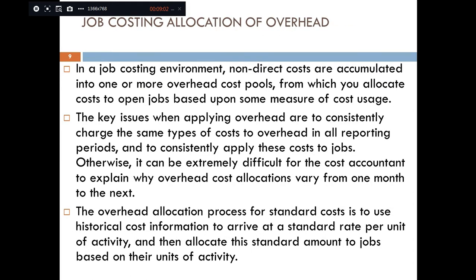Allocation of overhead for job costing. In a job costing environment, non-direct costs are accumulated into one or more overhead cost pools. As you know, overhead costs are the indirect material, indirect labor, and other expense costs, from which you allocate cost to open jobs based upon some measure of cost usage. Then the indirect materials, indirect labor, and other expenses will be allocated based on the cost pools.